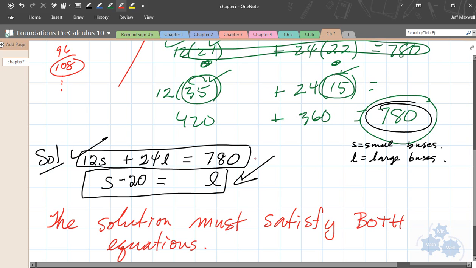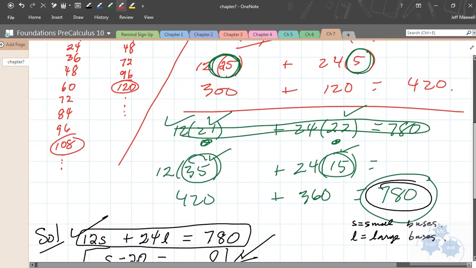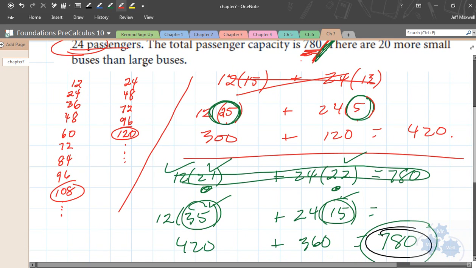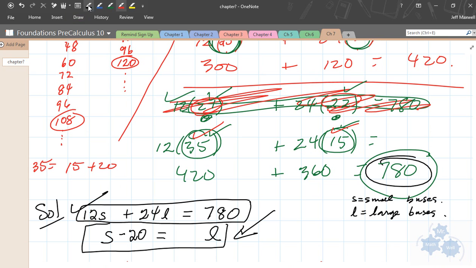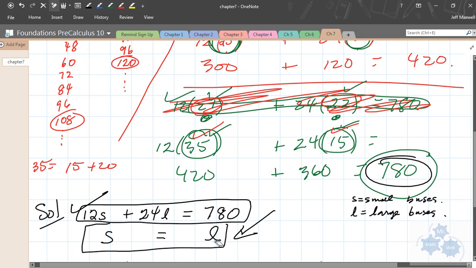And that's exactly what we did before we wrote down these actual equations. If we went back to this part of our solution, we found a solution to one of the situations, but it didn't satisfy the other part of it. So this one satisfies both equations. We have 15, that's the large buses, plus 20 equals S, the small buses. I'm just going to go back to this one that I started with, L plus 20. So you see the large buses plus 20 equals the small buses?